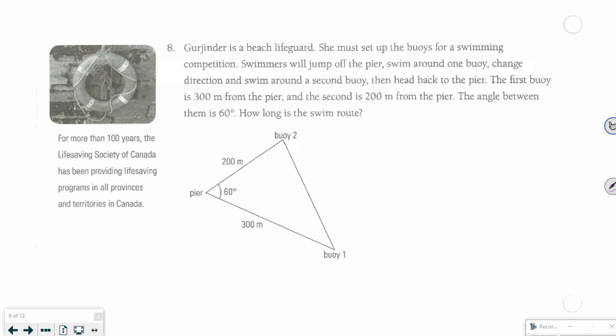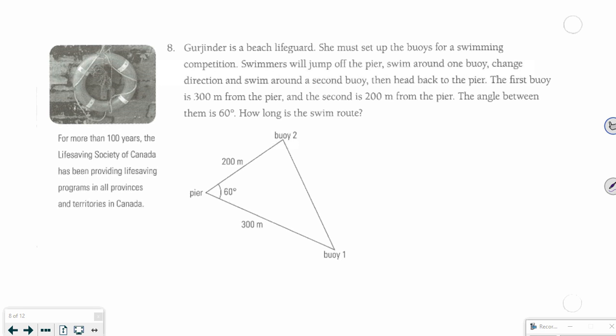The next one says, Gurjinder is a beach lifeguard. She must set up the course for a swimming competition. Swimmers will jump off the pier, swim around one buoy, change direction and swim around a second buoy, then head back to the pier. The first buoy is 300 meters from the pier and the second is 200 meters from the pier. The angle between them is 60 degrees. How long is the swim route?